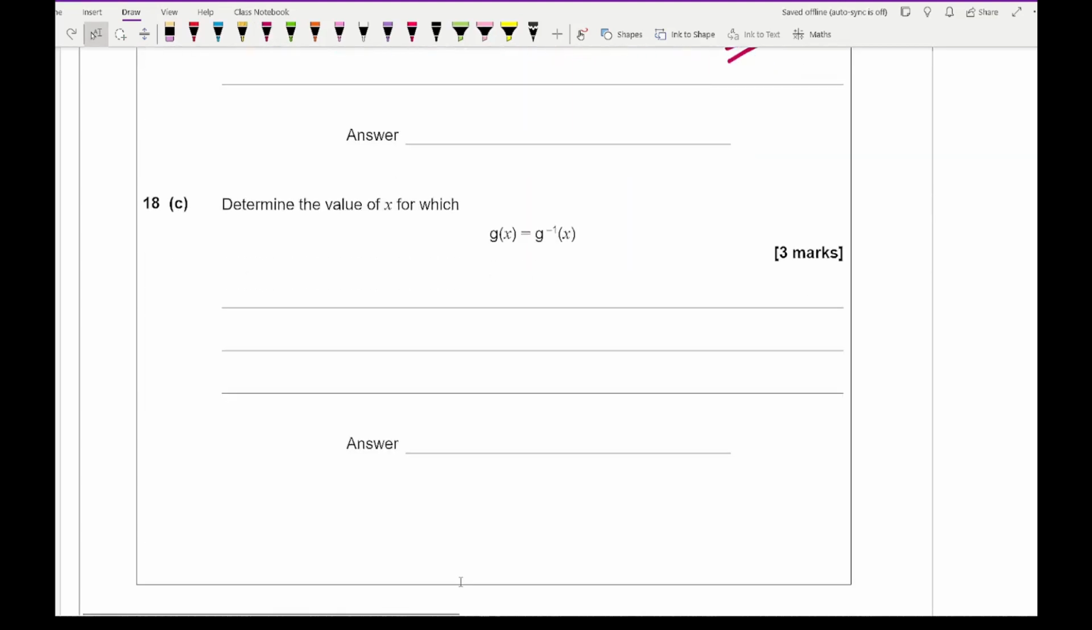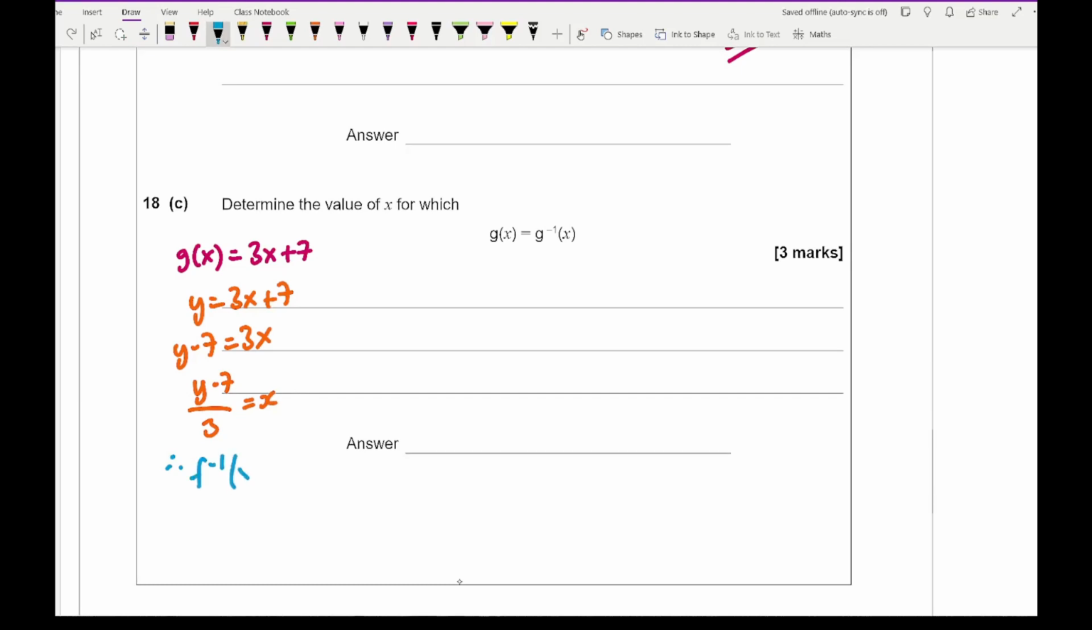It then says determine the value of x for which we've got g of x equals the inverse of g of x. Now g of x was equal to 3x plus 7. So to work out the inverse function, I make it equal to y, and then what I want to do is make x the subject. So I've got y minus 7 equals 3x. So y minus 7 divided by 3 equals x. And then all I need to do is replace x with the inverse of g and replace the y with x. So this here is my inverse function of g. I don't know why I've put f there, so let me get rid of that and write g instead.